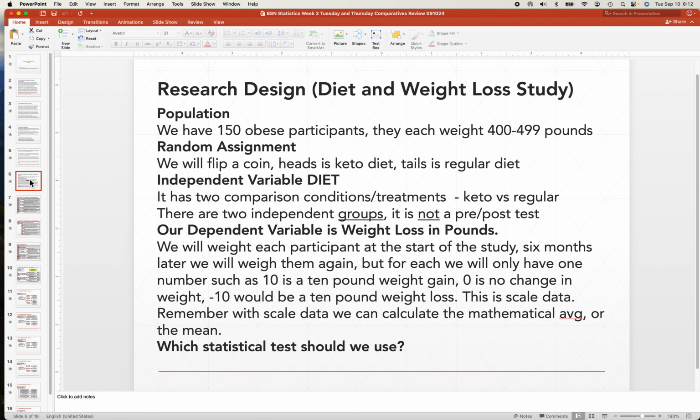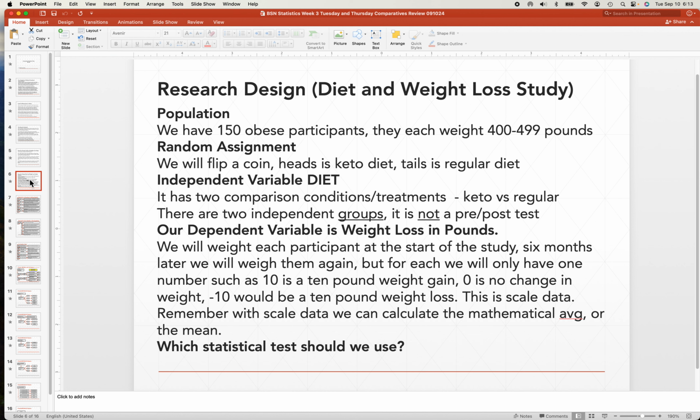We also want to note at the beginning how we're going to record this. So somebody who has a 10-pound weight gain might be a 10. Someone who has no weight gain or weight loss would be a 0. And maybe somebody who loses 10 pounds would be a minus 10. It's important to know this so that when we're looking at our numbers, we know what they mean. In terms of positive and negative, that can be a little confusing. So we want to be upfront about that and think about carefully how we're going to be recording our data. Anyway, this is scale data. And remember again, with the scale data, we can calculate the mathematical average or the mean.